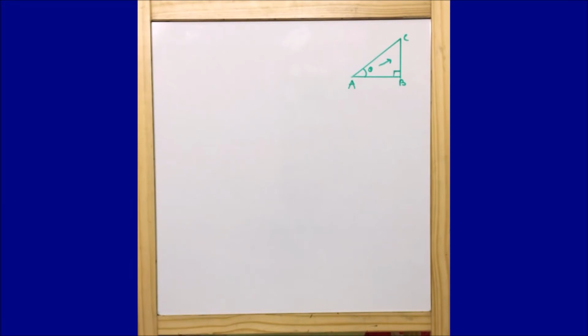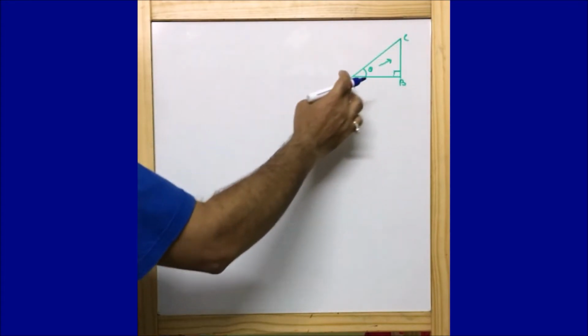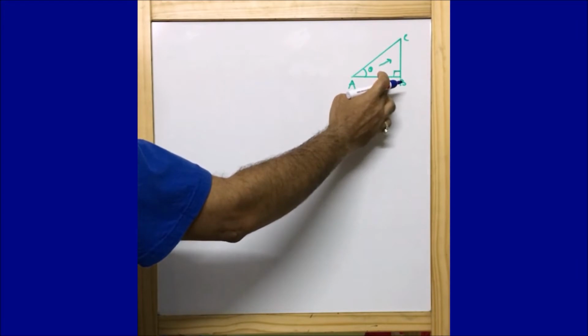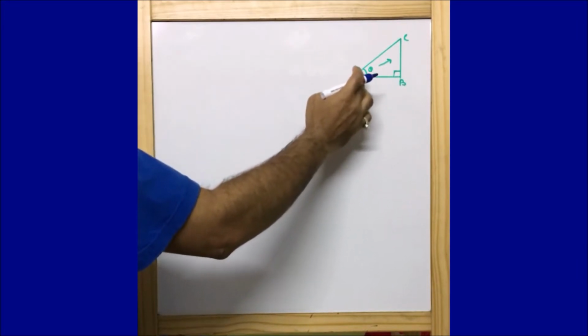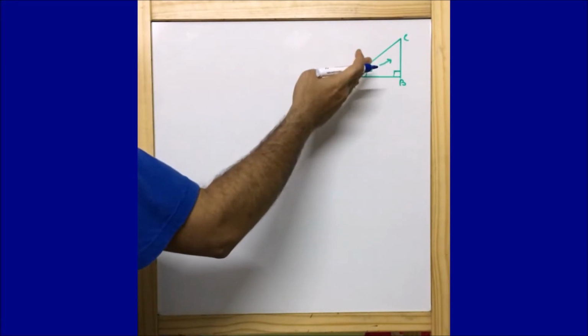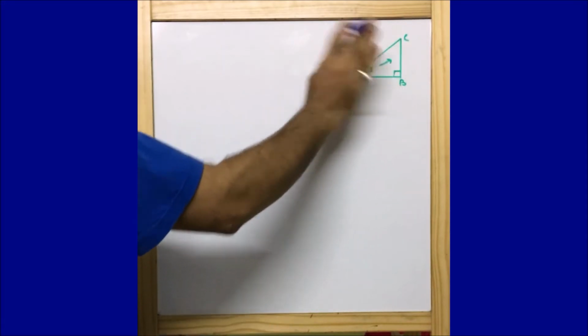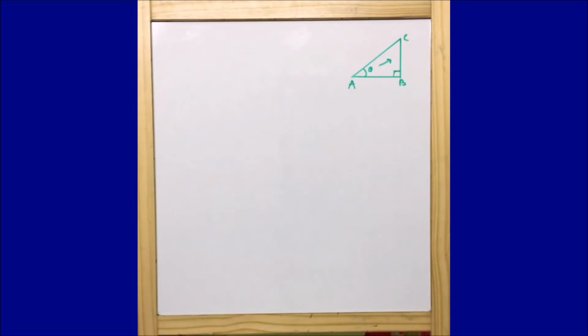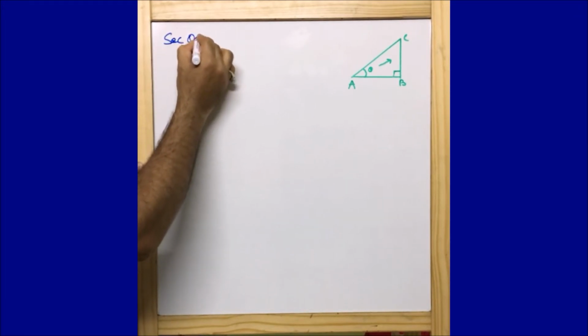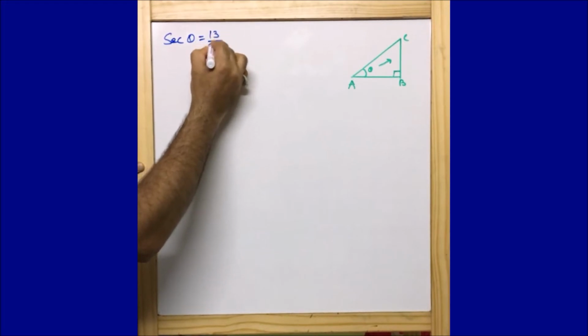Let us first draw a right angle triangle, and you could see that I have already drawn a right angle triangle ABC, right angled at B, and I have considered this angle A as theta. So our angle A is facing towards B and C. This is most important, we need to understand. Now the given question is sec theta is equal to 13 by 12.